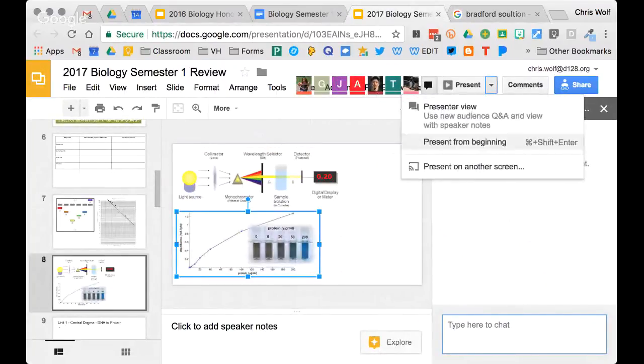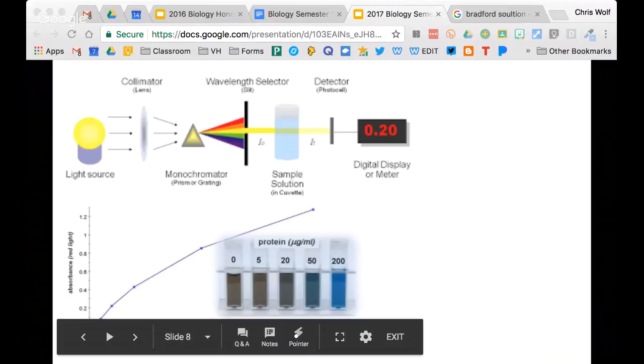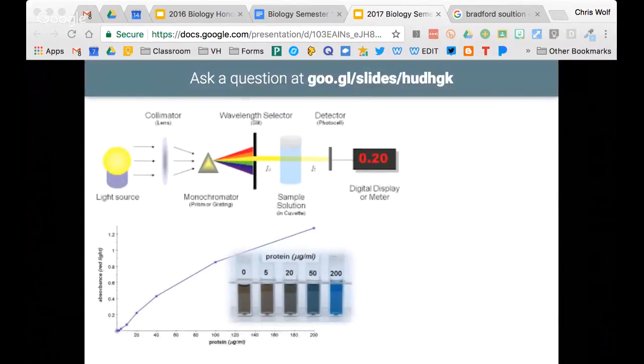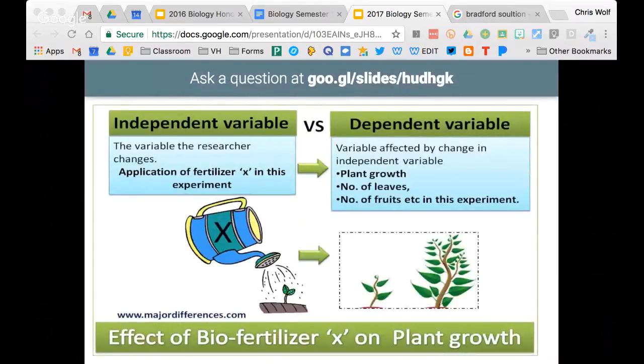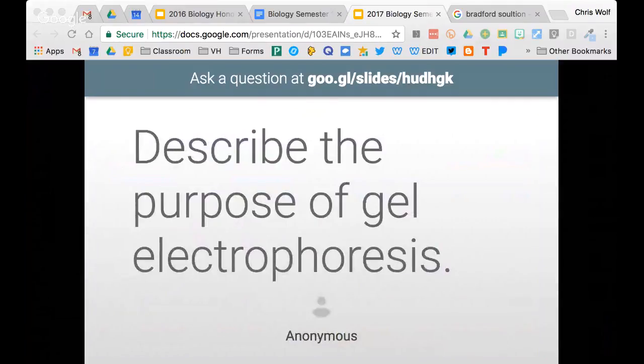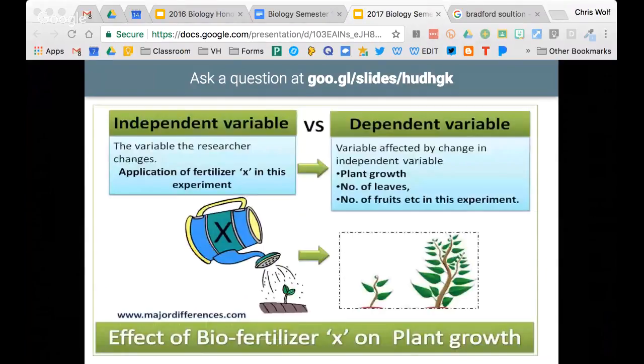All right, let's jump back in. Any other questions about independent, dependent variables, quantitative, qualitative data, anything like that? I see a lot of questions pouring in about protein synthesis. We'll definitely get to that. And then somebody asked, describe the purpose of gel electrophoresis. We're going to talk about that next. So let's go ahead and move on to that topic.